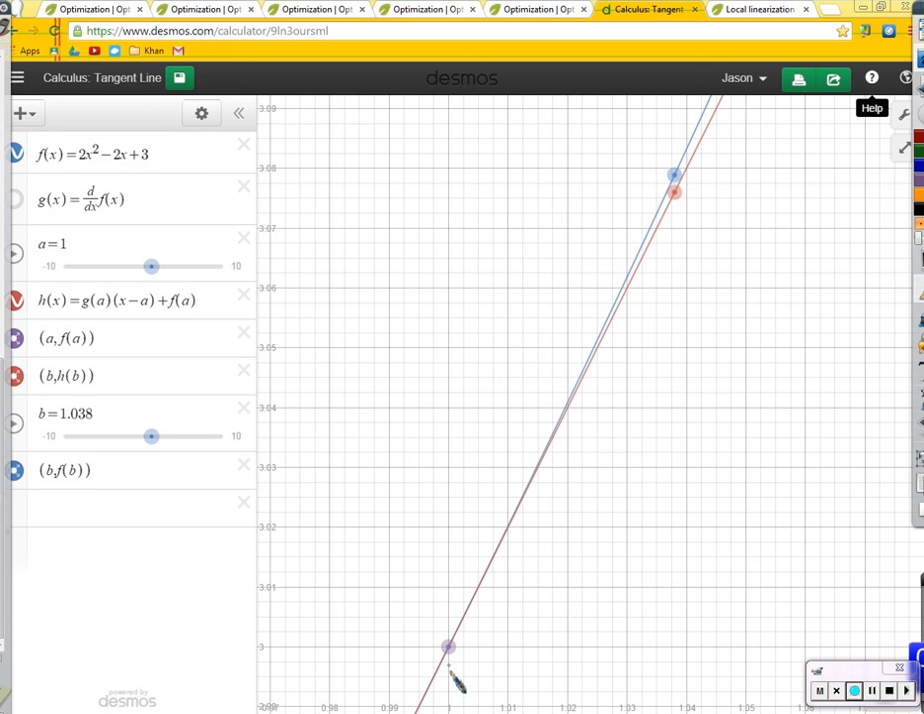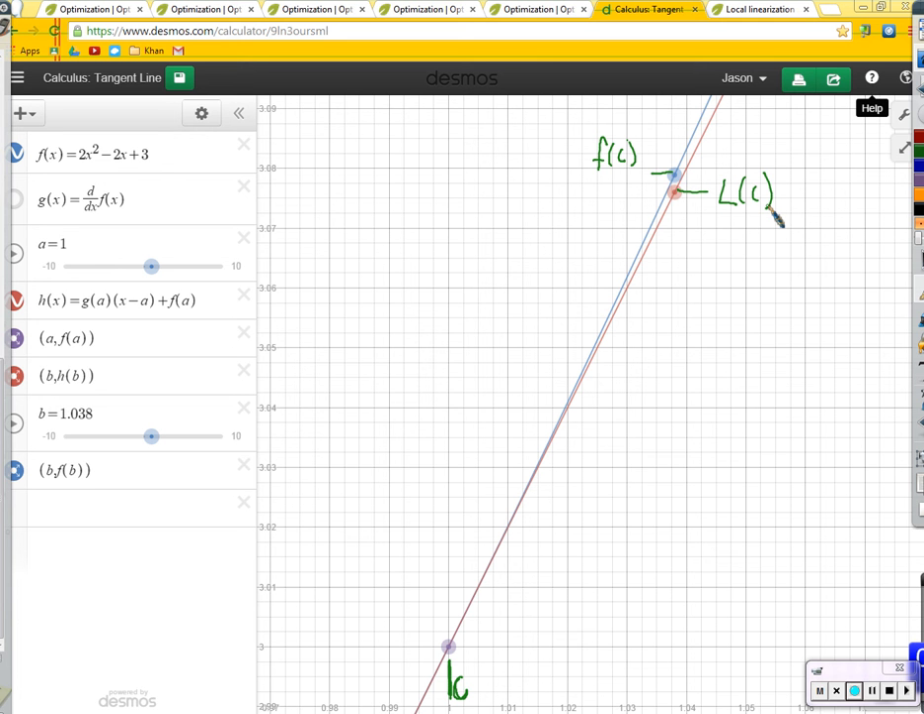Let's first recognize this x value as C. Not just one in this specific case, but C in general. So this x value is C. This y value is f of C. This one is like L of C, if I plug it into the line equation.